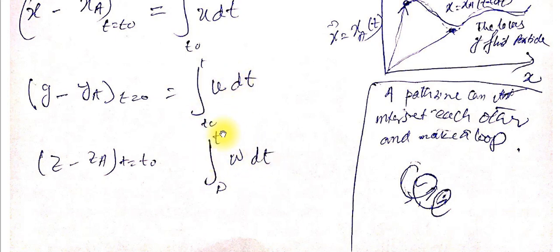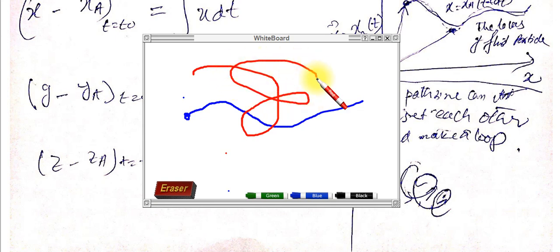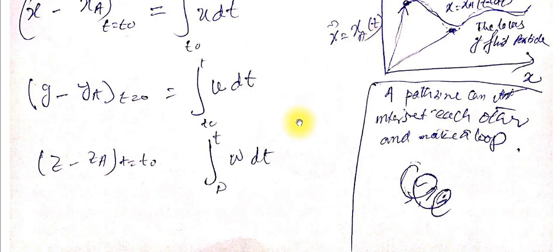So these are the equations for the path line, and path lines can intersect each other, because they are the movement of individual particles. Individual particles can start moving from this direction and then come like this and then move like this. So they can do random movement and can intersect each other. Unlike streamlines, path lines can intersect each other.